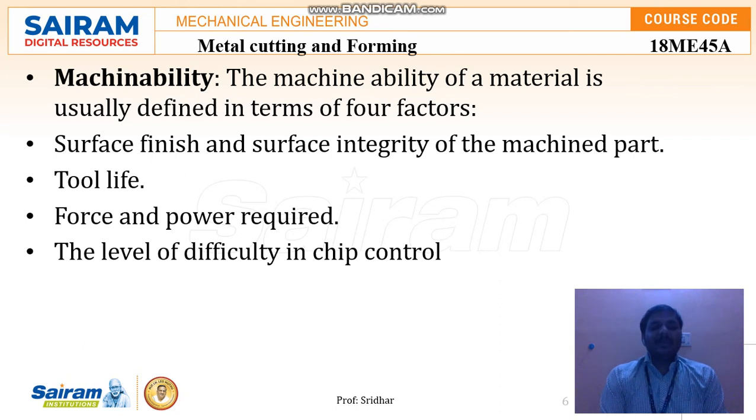Whenever you want to do any machining process, normally we go for a very good surface finish. The surface finish should be good, and the tool life should also be greater. Then the force and power that has been required, then the level of difficulty in the chip flow control. These are the four major parameters that affect machinability. These are some of the major factors affecting the tool life.